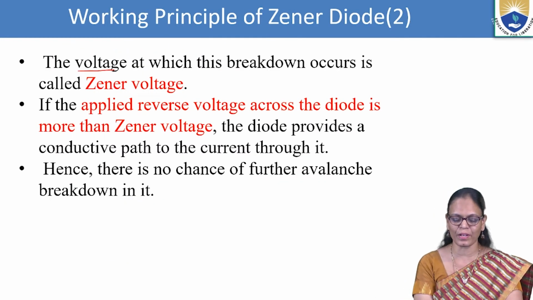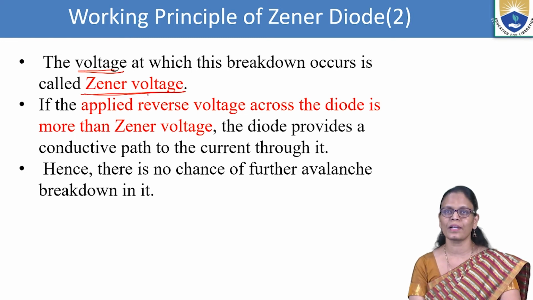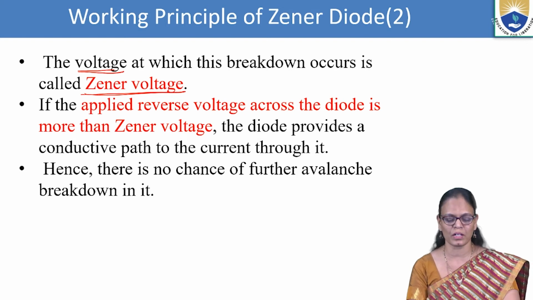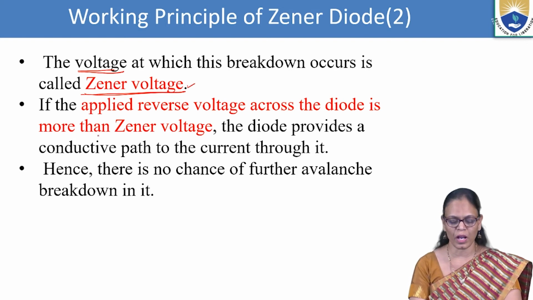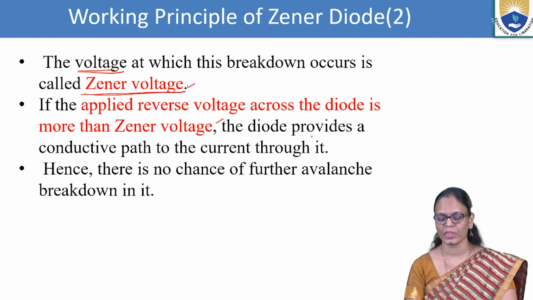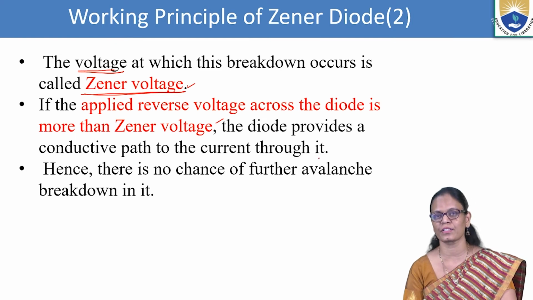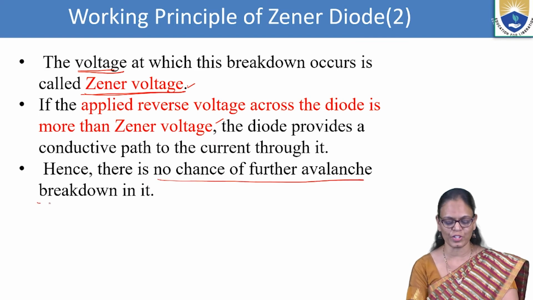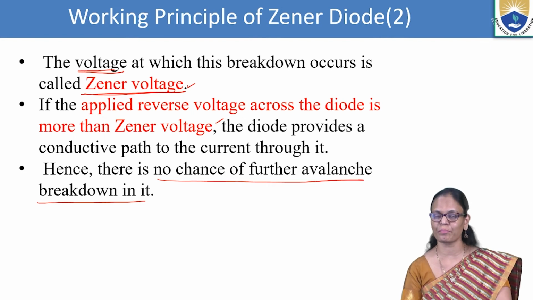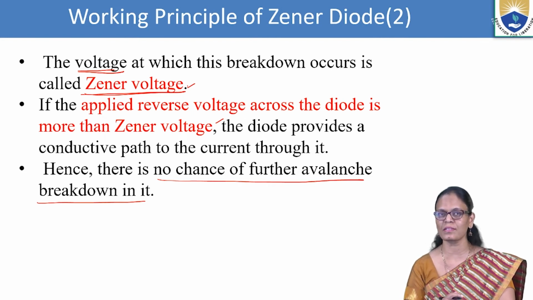So this voltage at which the breakdown occurs, we call it the Zener voltage. Sometimes you may have to understand these definitions, then the concept becomes very clear. What is a Zener voltage? The voltage at which the breakdown occurs, we are calling it the Zener voltage. Now, if the applied reverse voltage across the diode is more than the Zener voltage, the diode provides a conductive path to the current. So the excess current will flow through the diode and there is no chance for avalanche breakdown. So before reaching the avalanche breakdown voltage itself, the diode starts conducting.